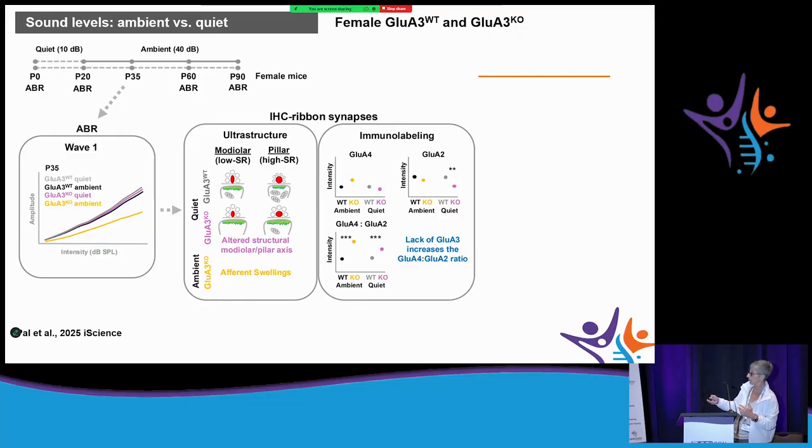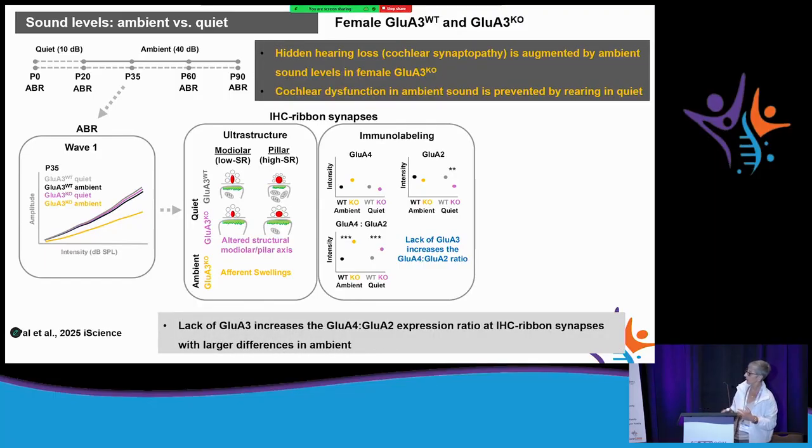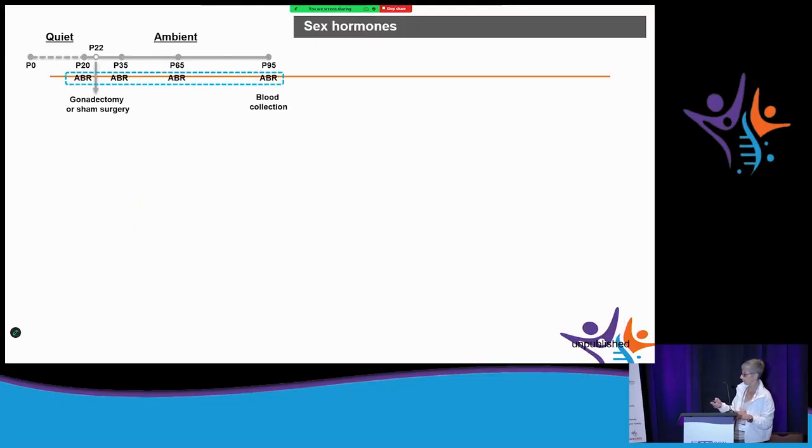So from here, we can say that this hidden hearing loss of synaptopathy is augmented by ambient sound levels, and the cochlear dysfunction in ambient sounds is prevented by rearing the mice in the quiet. The other thing was the sex hormones. So for that, we started doing, again, gonadectomies around postnatal day 22, so much, much earlier than the peak of the sex hormones.